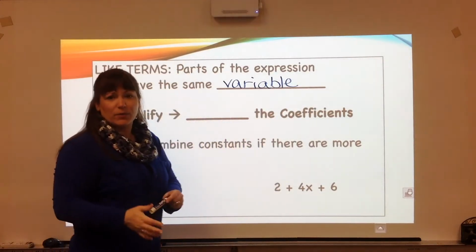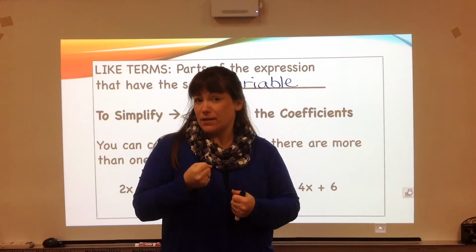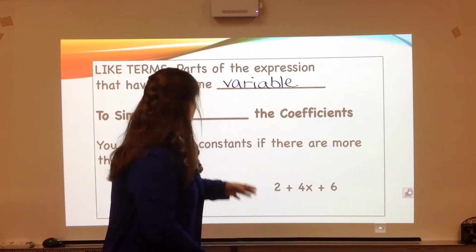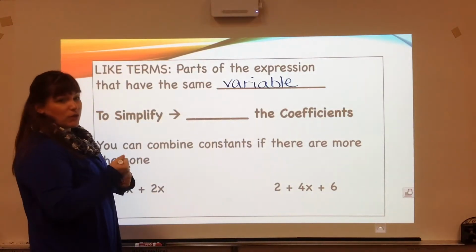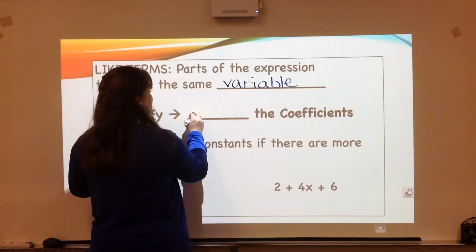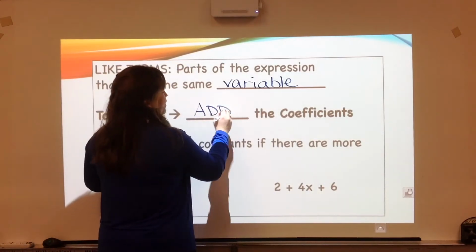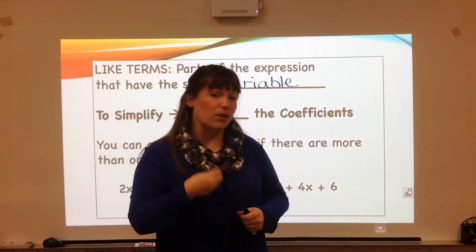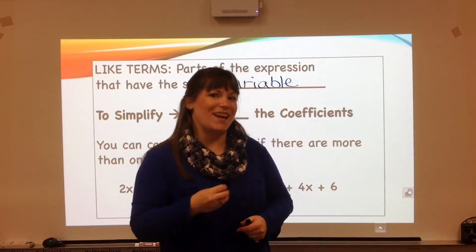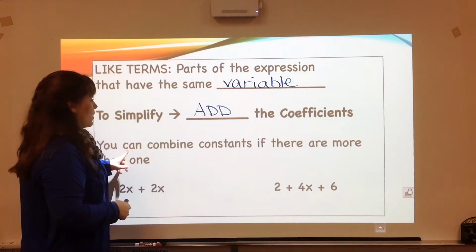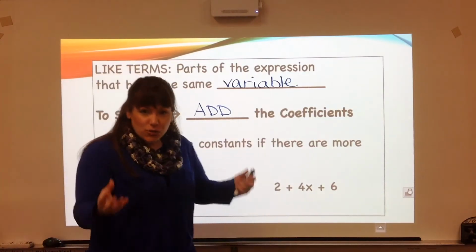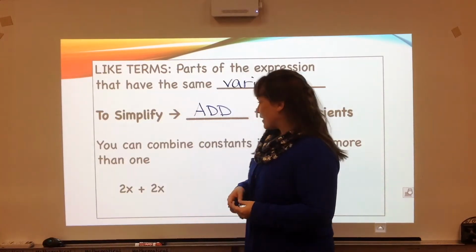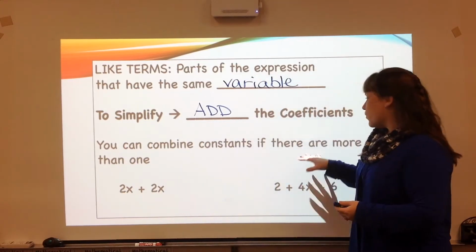Notice with our apples example, we combined the A's together. To simplify, you notice from our other example, we ended up adding the coefficients. So that number that was sitting to the left of the variable is what we added. Also, constants you can combine, like you saw in that second example, if there are more than one constant.